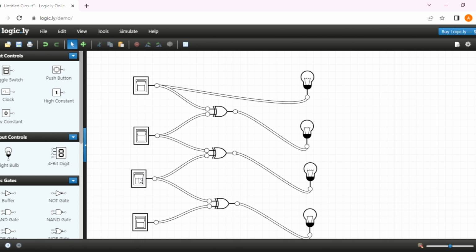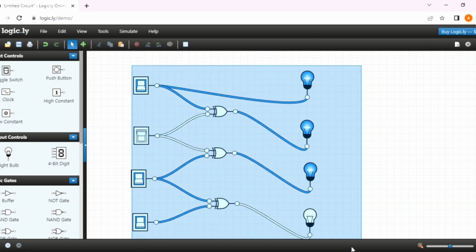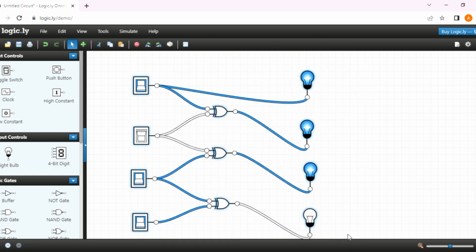1011. So this is decimal 11. So let's verify the gray code for it. First bit 1, second bit 0, third and fourth bits are 1. So the gray code is 1110. So it is verified. So this is the circuit of the binary to gray code converter.